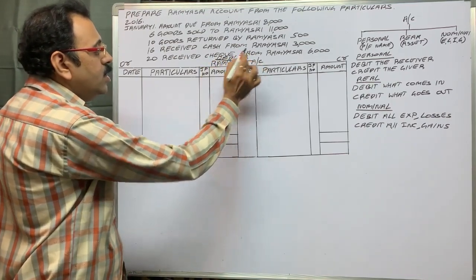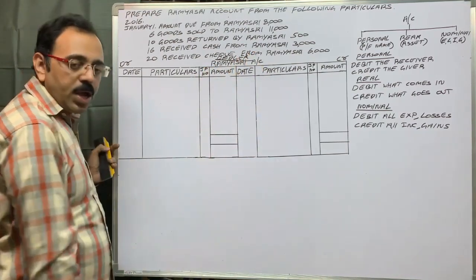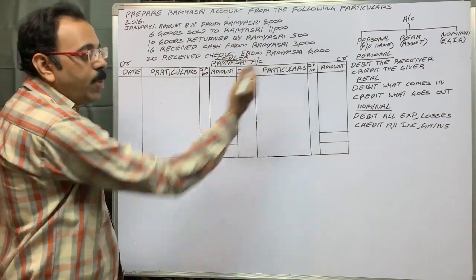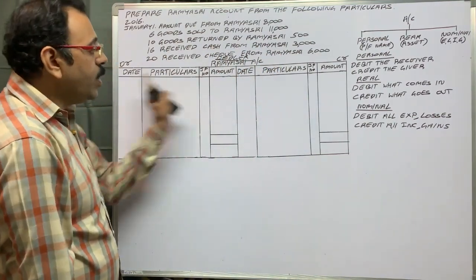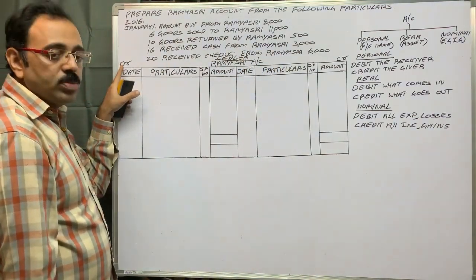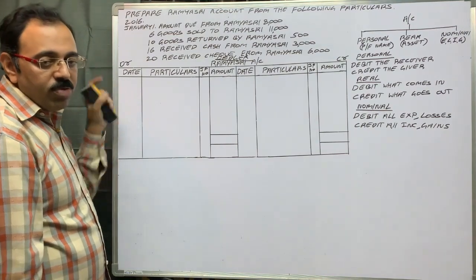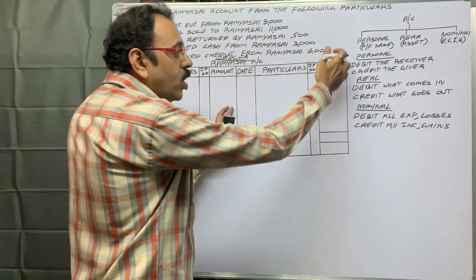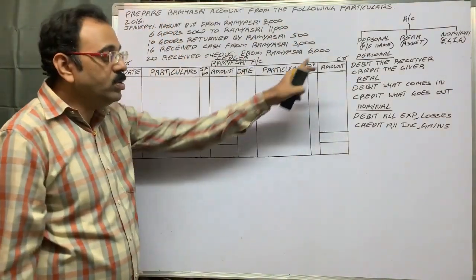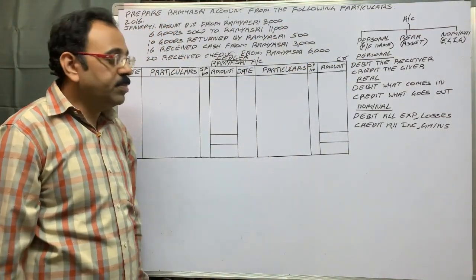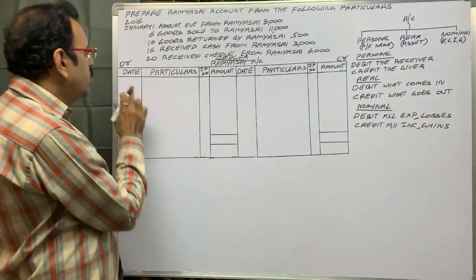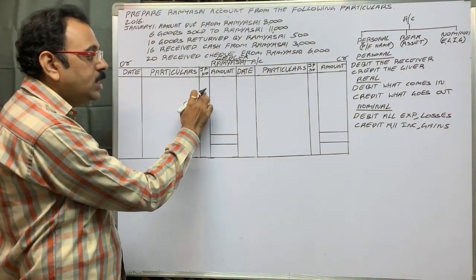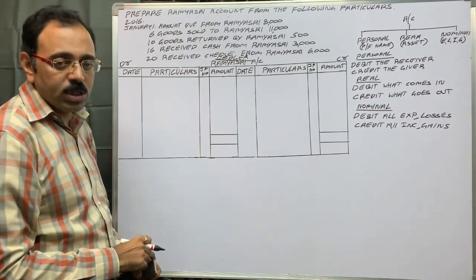Under that, account name is Ramyashri account. This account is divided into 2 parts. Left part is called debit, to indicate that we have to write the DR symbol. This is a center line, and right part is called credit. Write down CR. Then on each side we have date, particulars, journal folio number and amount columns.